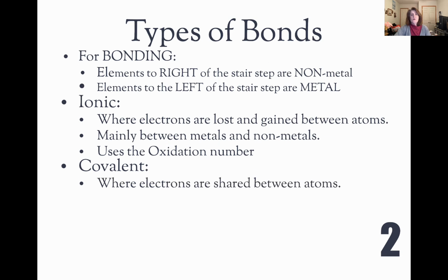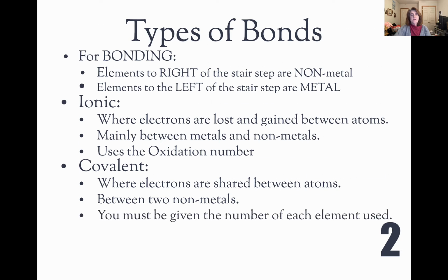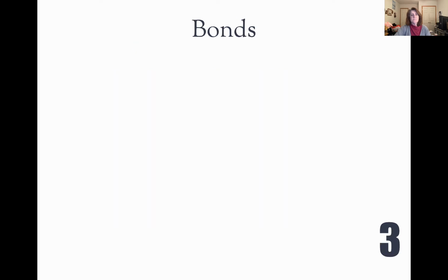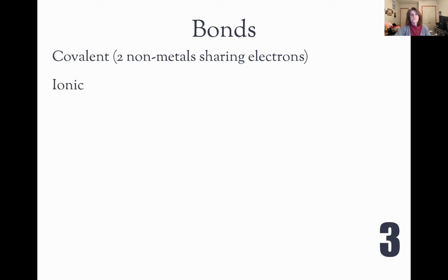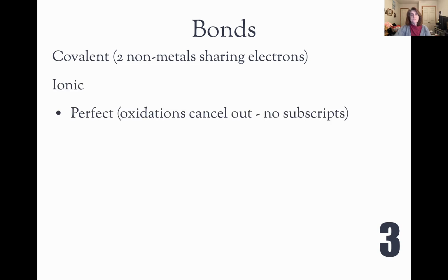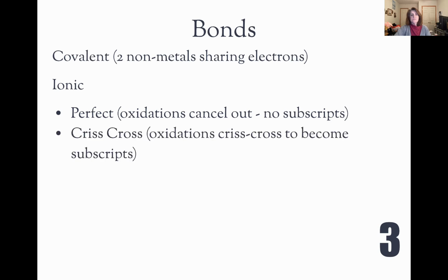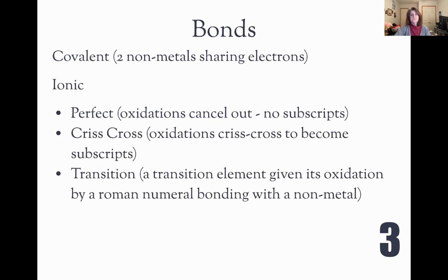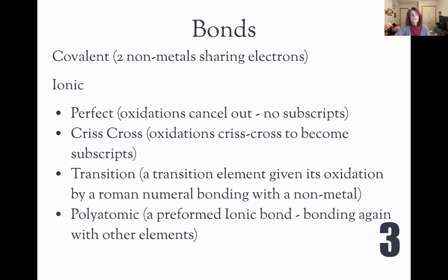Covalent bonds are where electrons are shared between atoms and occur between two nonmetals, and in this class you must be given the number of each element to be used. Covalent, remember, are two nonmetals that share electrons. Ionic occurs in perfect, crisscross, and today transition elements, given its oxidation number by a Roman numeral, will bond with a nonmetal, and polyatomics. These are preformed ionic compounds that will bond again with other elements.